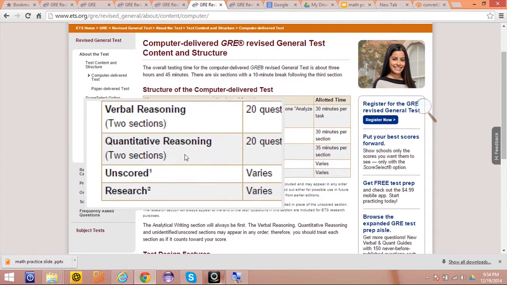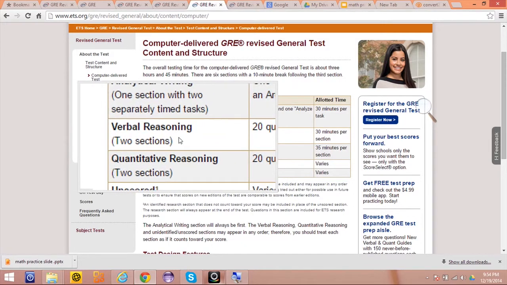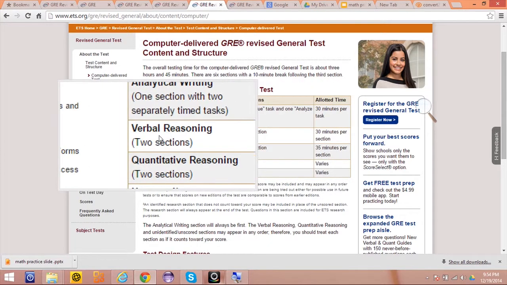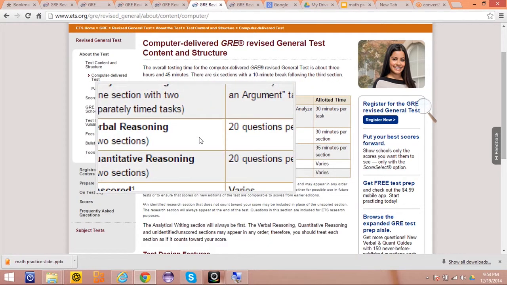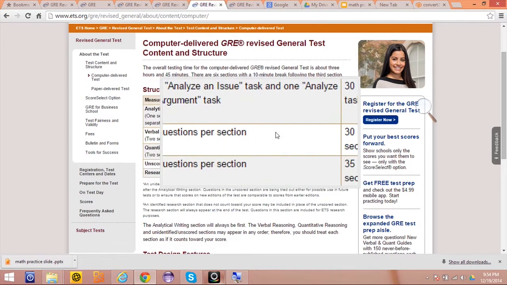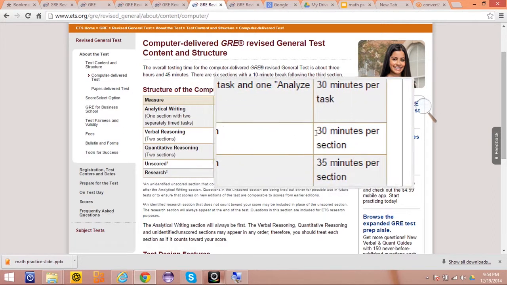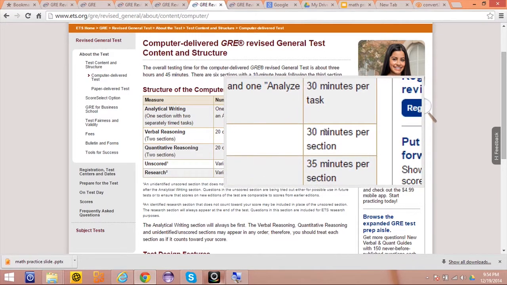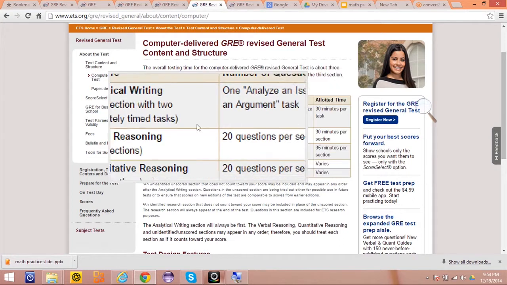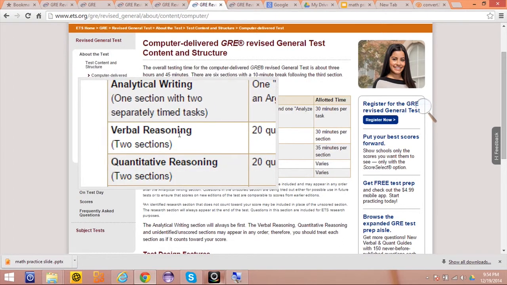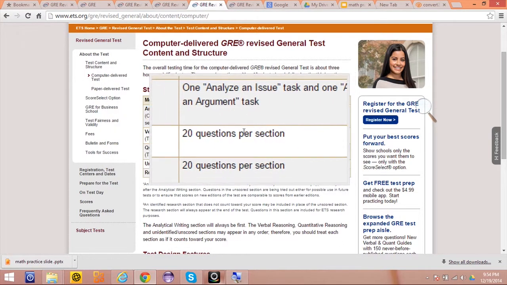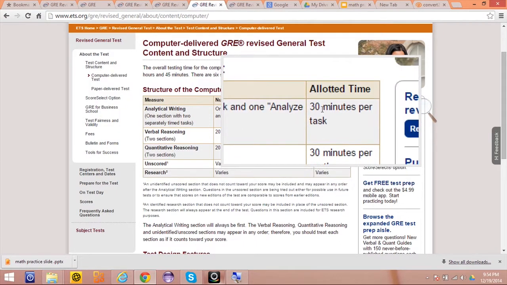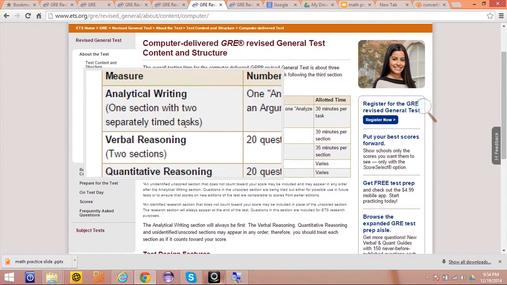Okay, those parts. Now verbal reasoning, you got two sections, 20 questions per section. Let me repeat. For the verbal reasoning, you're going to have two sections, each section with 20 questions and 30 minutes per section. That gives you again 60 minutes. So in total, for the analytical writing and verbal reasoning, you already have 2 hours, because you have 20 questions for each section, 30 minutes per section. That gives you 60 minutes.